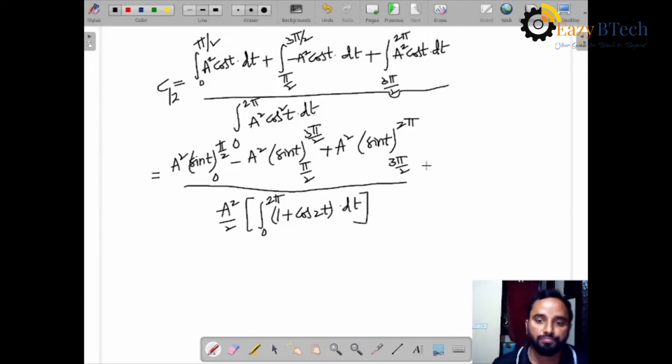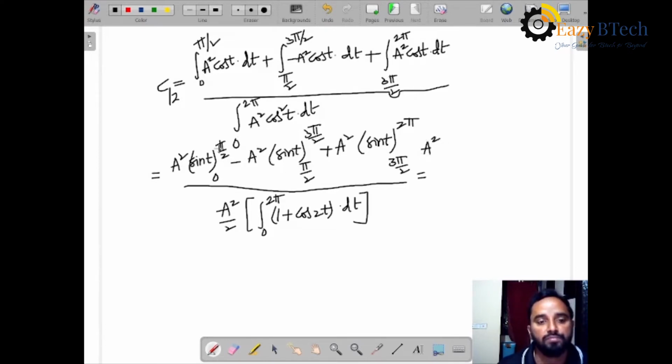So now this sin t, limits pi by 2, lower limit 0. So what we get? Here we have a square, a square, a square. We can take a square common. We can see that later.